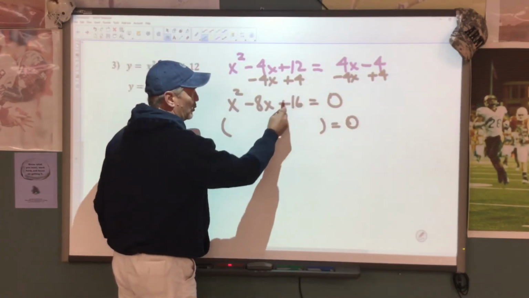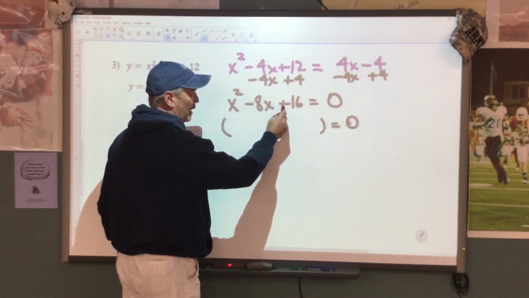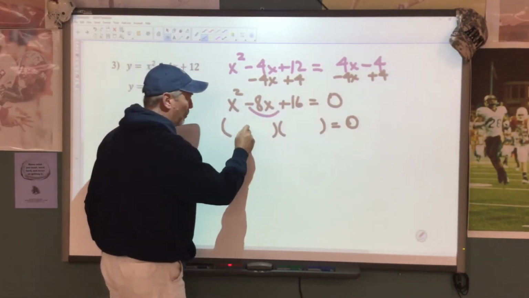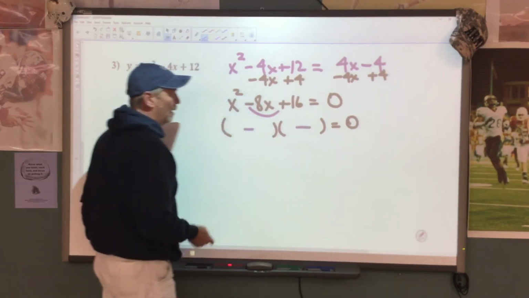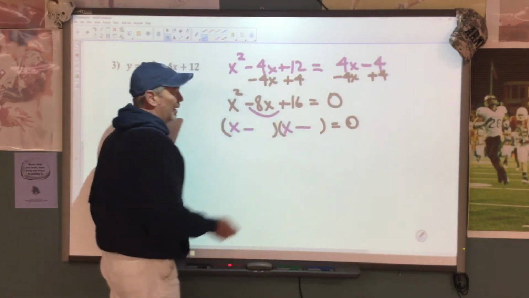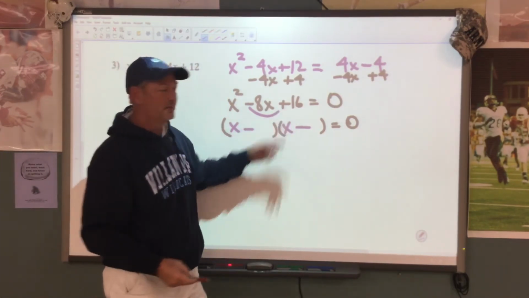We know that the signs will be the same. This will tell us the signs are going to be the same, and this tells us they're both going to be minuses. So we put both of our minuses here. We break down this x squared as x times x. And then we need to look at the positive 16.